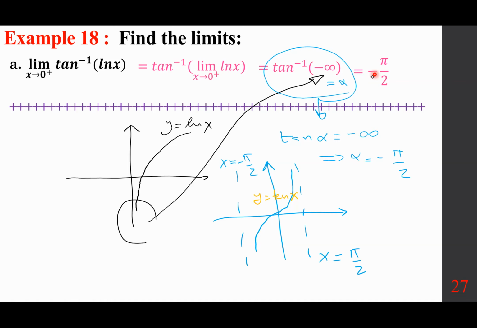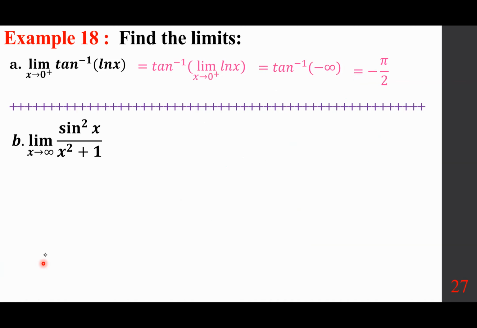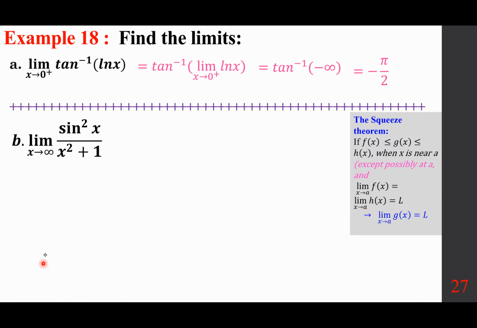All right, we want to move on to the next question. And so I'm going to clean up the page so we can use this. We want to find the limit of sine squared x over x squared plus 1 as x approaches infinity. And we are going to use the technique we used before to get to the answer. In this case, we remember that sine is between negative 1 and 1, and we're going to use this squeeze theorem. I'm going to remind you of the squeeze theorem.